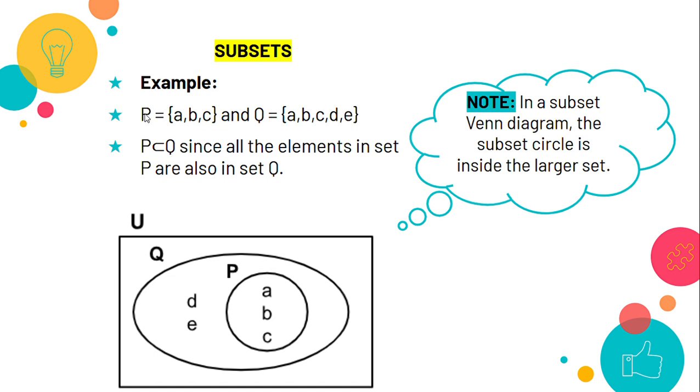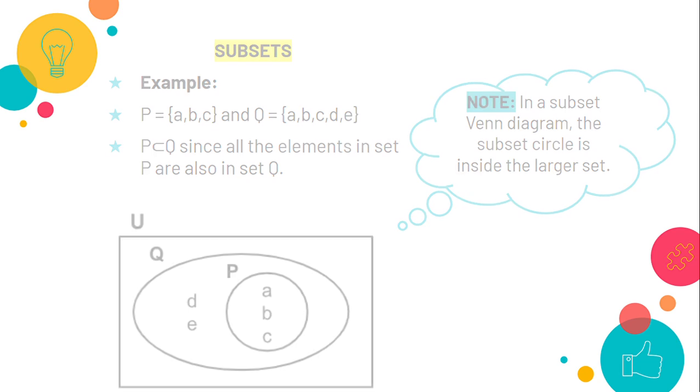So if P has the elements A, B, and C, and Q has the elements A, B, C, D, E, then we see that P is in fact a proper subset of Q because it's a smaller subset and all the elements in P are in fact contained in Q. So if we're studying the Venn diagram, we can see that the subset circle is drawn inside the larger set that it's contained in. And that is how we can identify a subset Venn diagram.